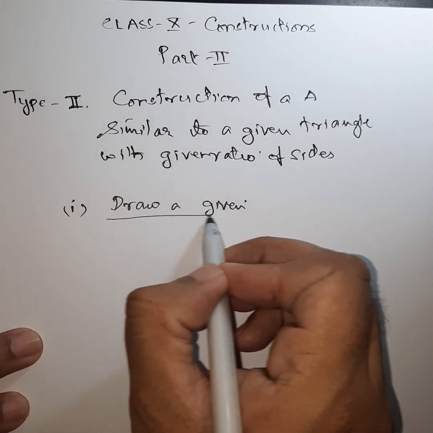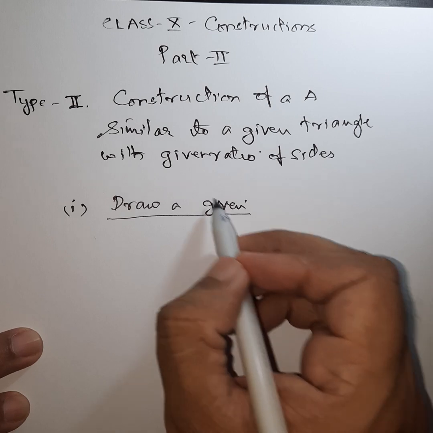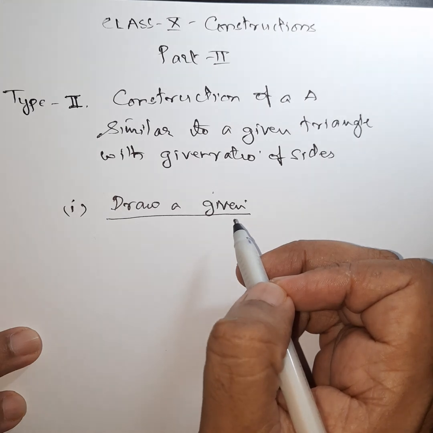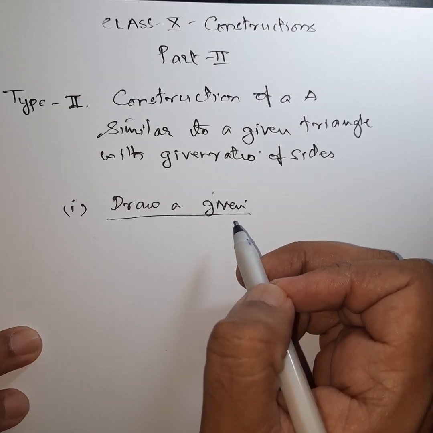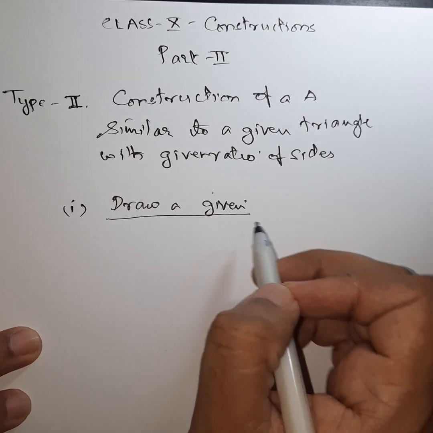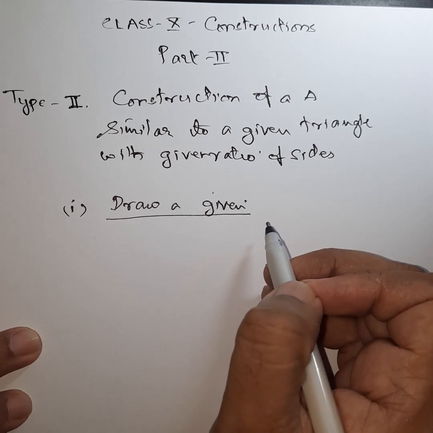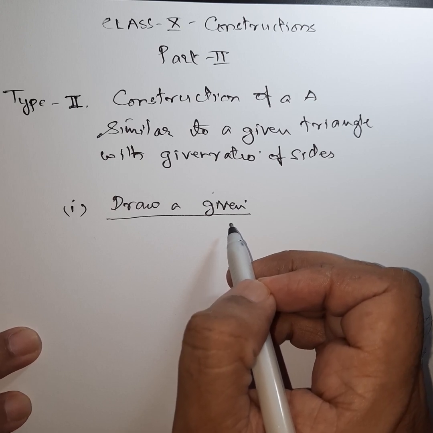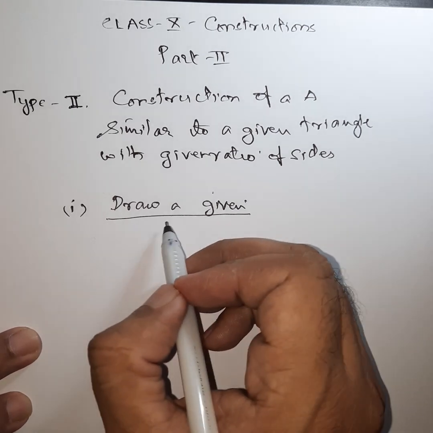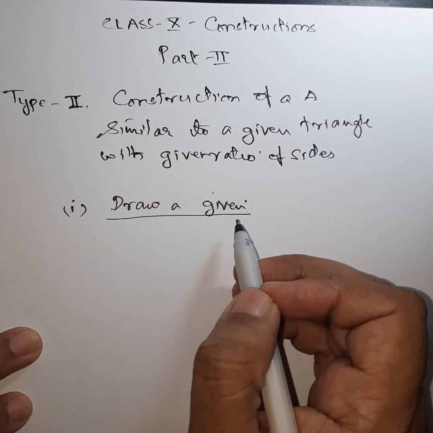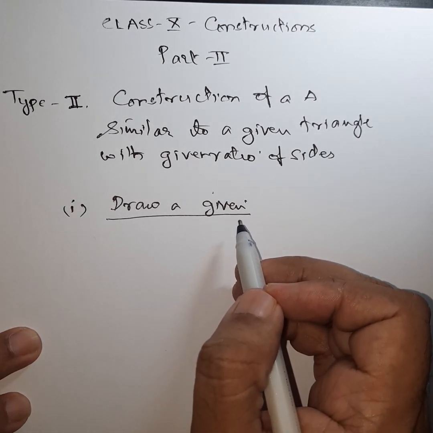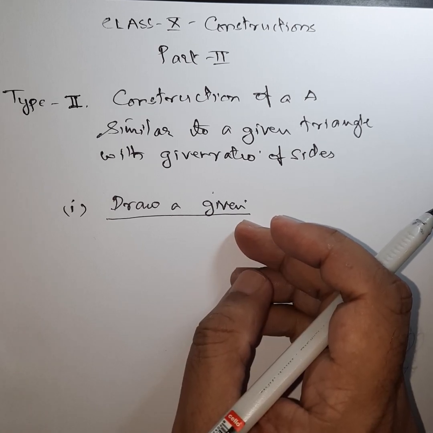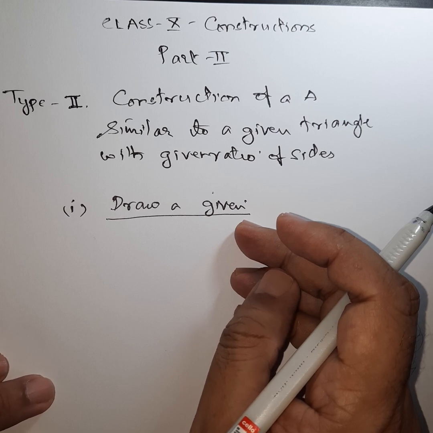For drawing a given triangle, we will be given sometimes all the three sides or two sides and one angle, or one side and two angles. That we have done already in class 9th and 10th, how to draw the triangle with the given sides or angles. So first we will draw that triangle. Second thing that will be given in the question, that we have to draw the similar triangle whose sides are in the ratio 2:3 or 3:2 or whatever ratio is given.